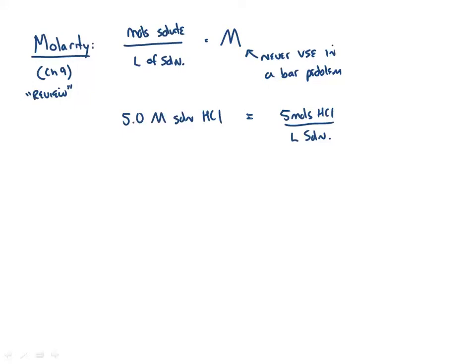And then it's the same type of problems that we had in chapter 9 that we can ask ourselves in this chapter. So for example, how many grams of NaOH are in 250 milliliters of a 1.25 molar solution?